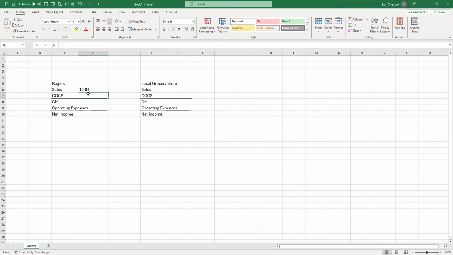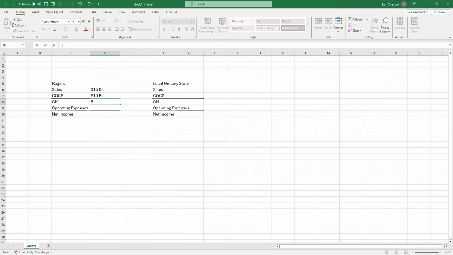Sales in Rogers are, let's say, $15 billion. Cost of goods sold, let's say $10 billion. That's in billions, right? Gross margin here is $5 billion. Then we have operating expenses, $3 billion, and Rogers generates net income of $2 billion.